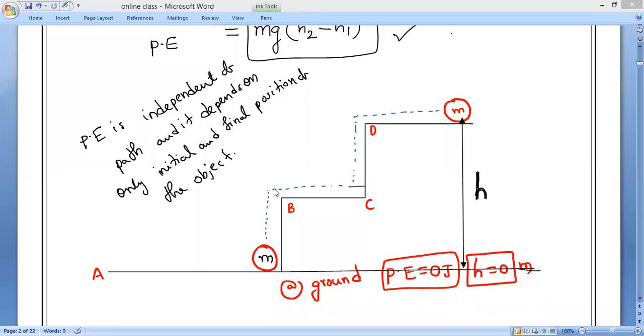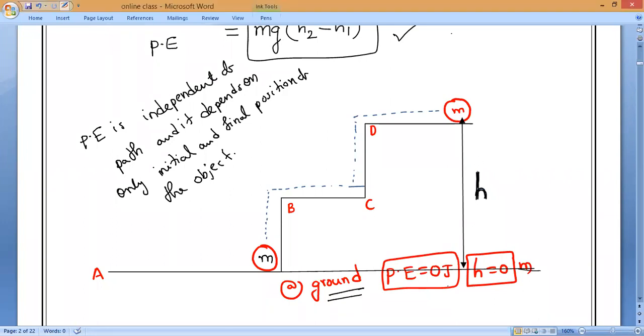So it never depends on the path followed by it. It only depends on the initial position and final position. If you consider the ground, what is the potential energy, everybody? At the ground, what is the potential energy? Zero, sir. Zero, because height is equal to 0.